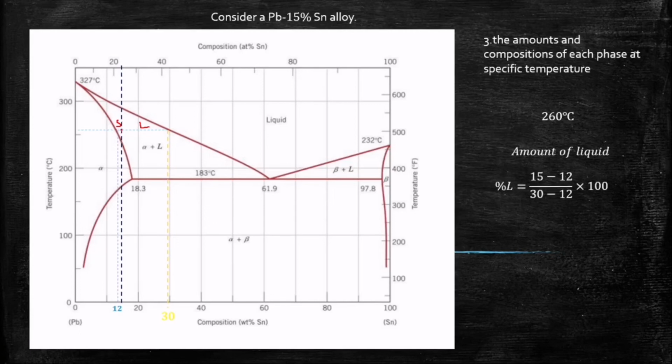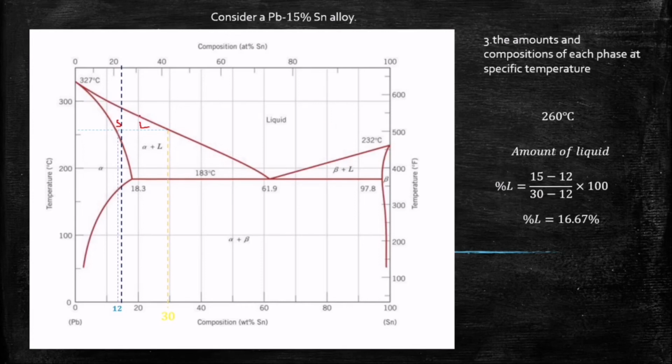That will be 15 minus 12 all over 30 minus 12. Note this: we use the opposite side. So 15 minus 12 all over 30 minus 12, as we did here. And if it's expressed in percentage, you multiply the answer by 100, and you're going to get 16.67%. That's what you're going to get.